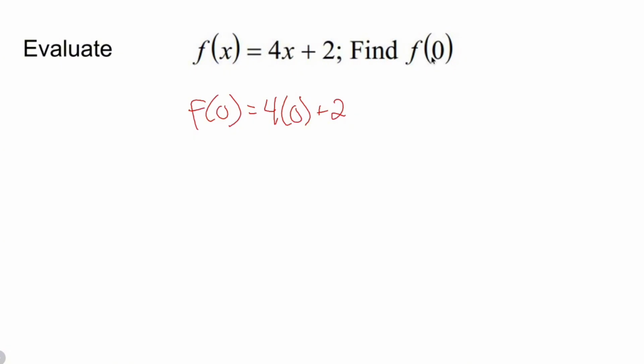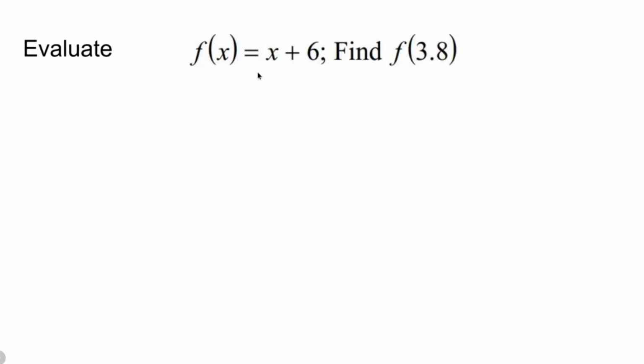Okay, f of 0 means replace every x with parentheses 0. So you do the little bit of math according to PEMDAS. You do multiplication first. 4 times 0 is 0. And 0 plus 2 is 2. So at the end of the day, we could say f of 0 equals 2. What I did is I replaced every x with parentheses 0, did PEMDAS, got 2, dunzo funzo.